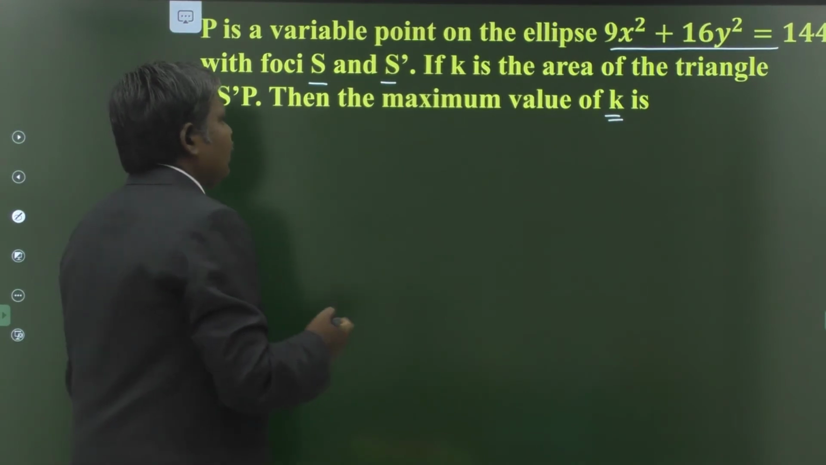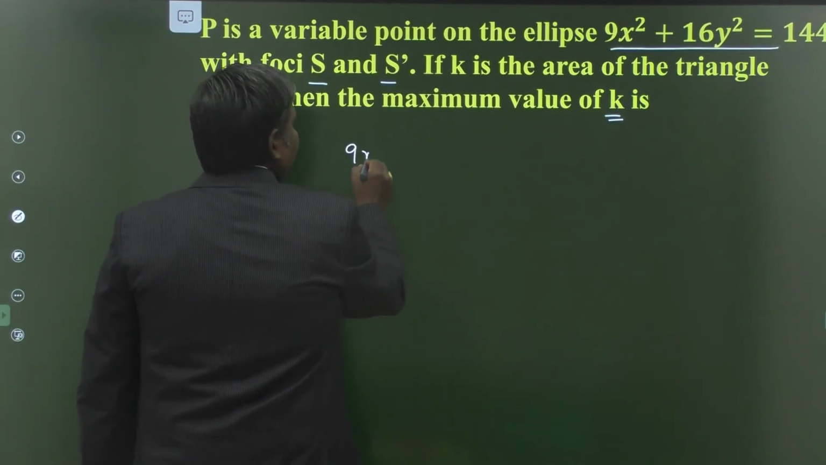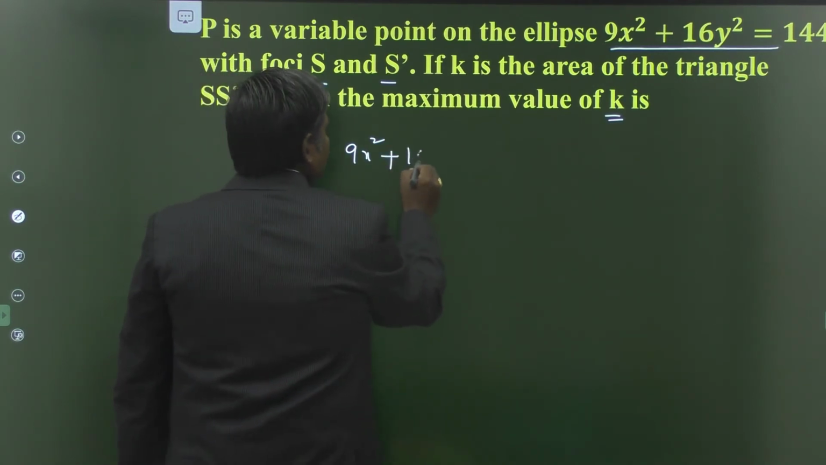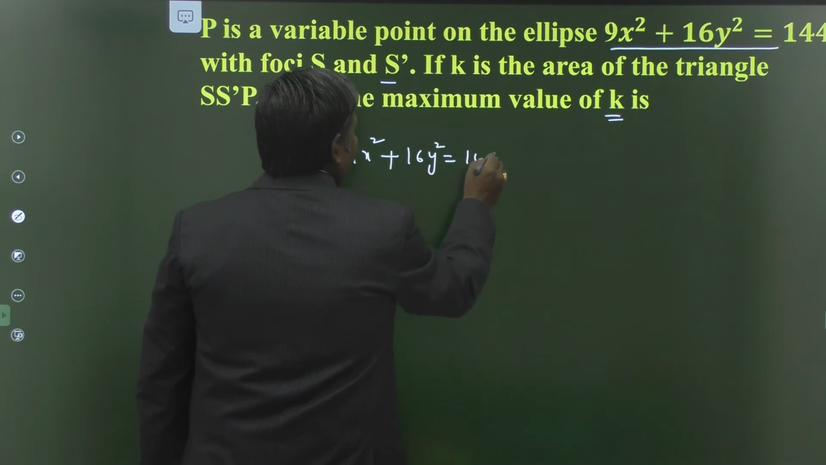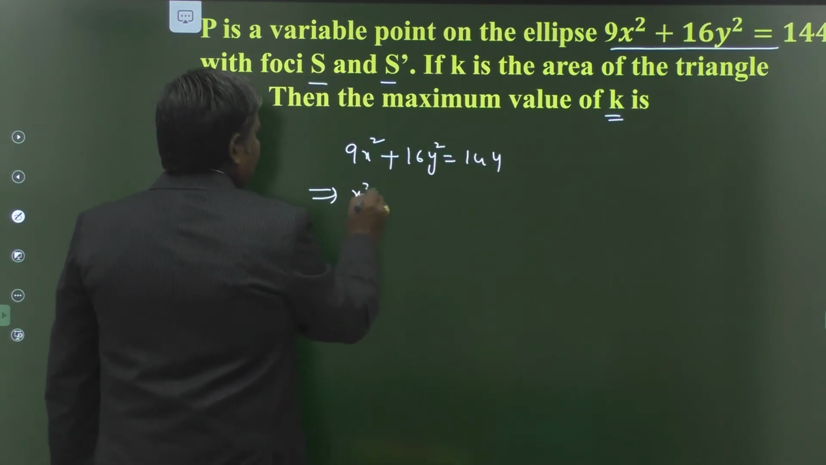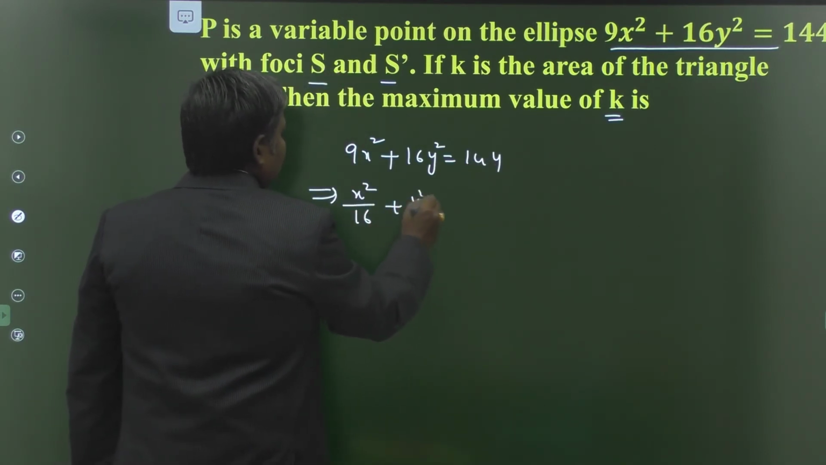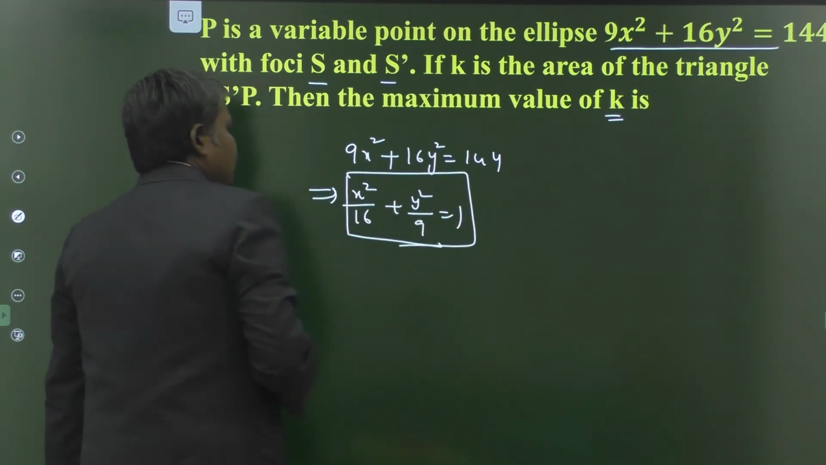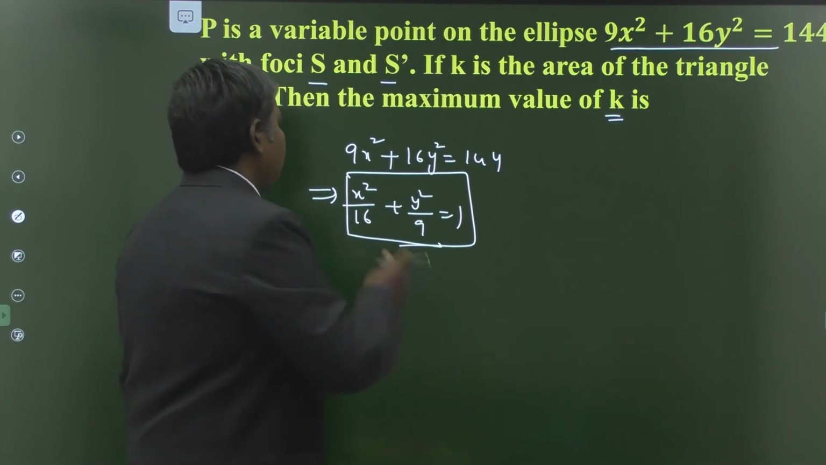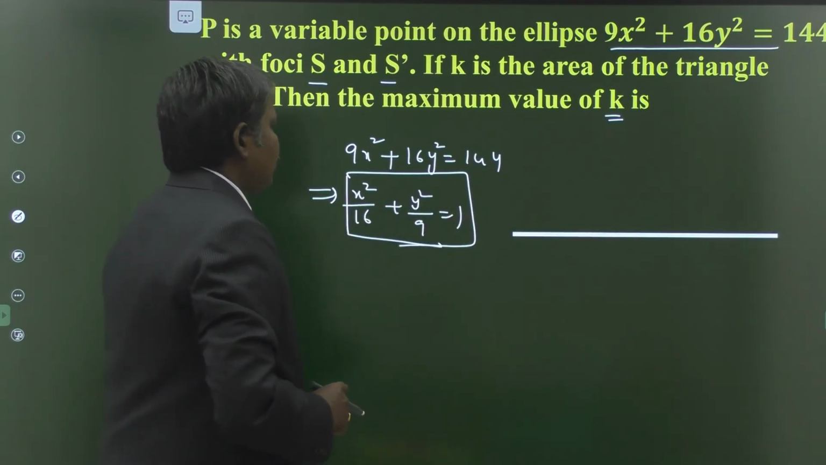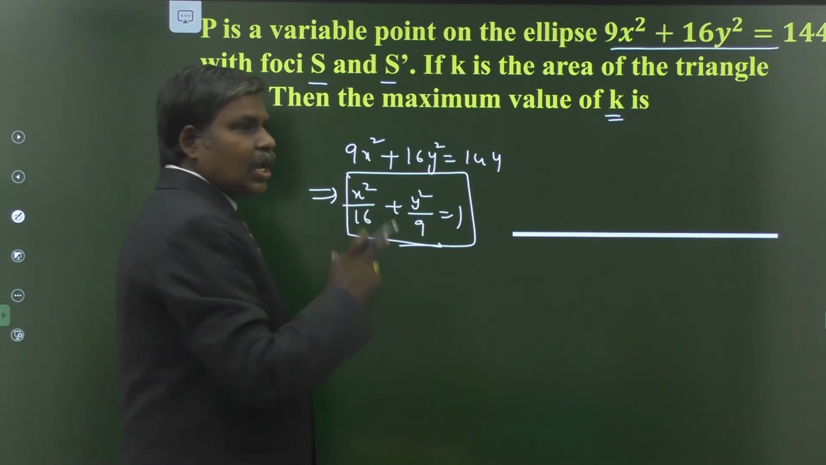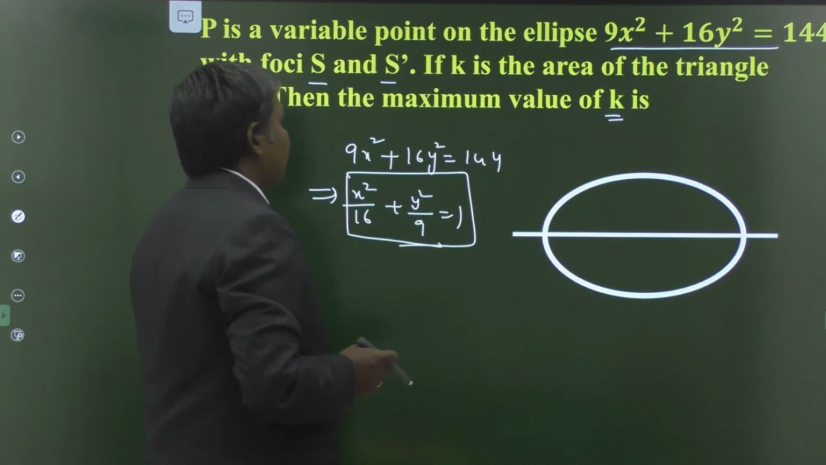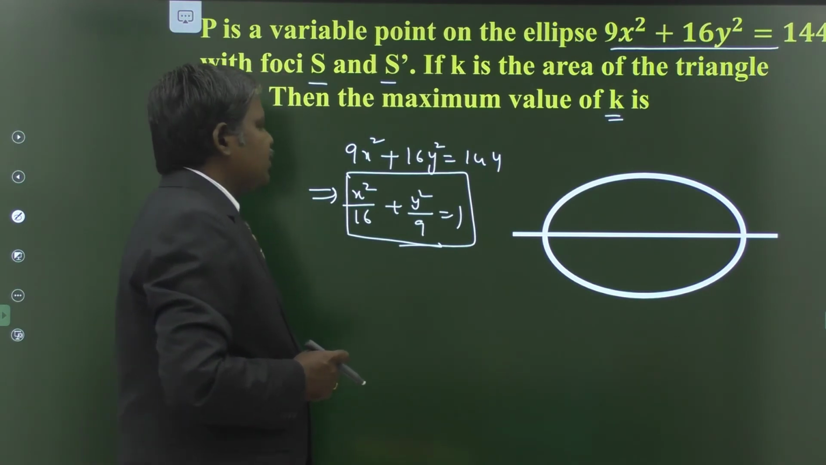Let us try to draw the rough diagram, and we convert into the standard form first of all. 9x square plus 16y square is equal to 144, which means x square by 16 plus y square by 9 is equal to 1. This is your standard equation of the ellipse. Let us draw that figure here. X-axis, your major axis along x-axis. This is the ellipse x square by 16 plus y square by 9 is equal to 1.